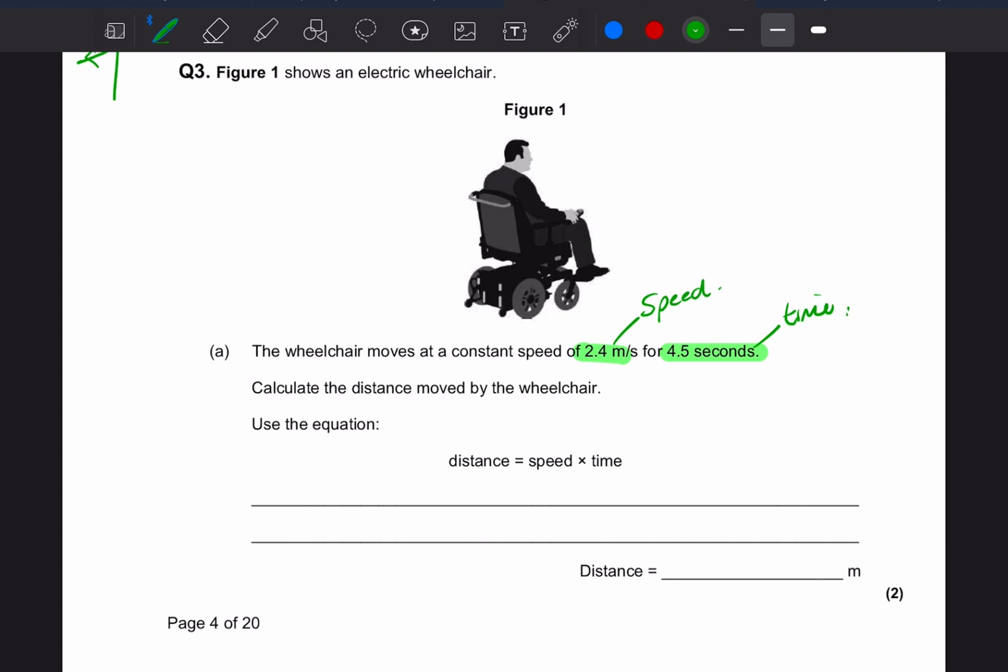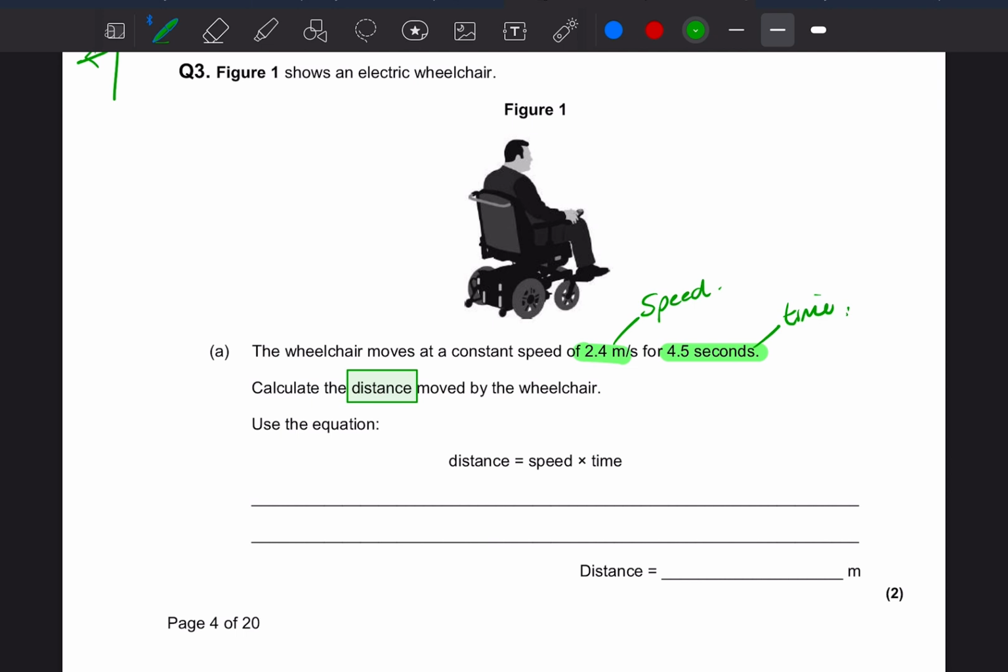It wants us to calculate the distance, so I like to put a box around what I'm trying to find, moved by the wheelchair. And we're actually given the equation. So this same question could be given and you could have to find the equation using the data sheet that you're going to get on the day, and therefore it would be worth an extra mark, so it would be worth 3 marks. But because we're given the equation, we just have to input our numbers.